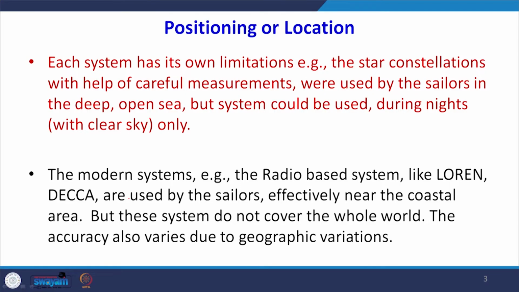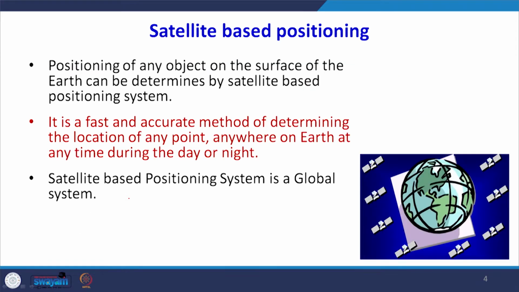The modern systems, as the technology grew, are radio based systems like LORAN and DECCA. They are used by the sailors, but they are effective near the coastal area only. They are not effective when they are in the middle of the sea, because these systems do not cover the whole world, and in the ship, one is moving from one place to another. The accuracy also was another factor when you are using these devices.